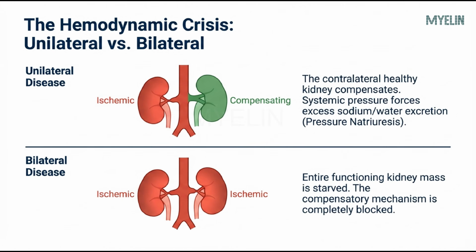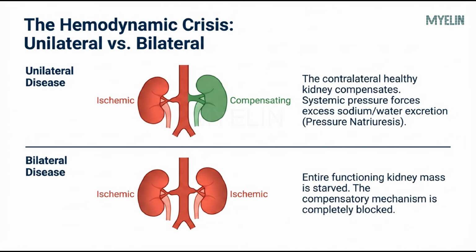In unilateral disease, one kidney is ischemic and pumping out massive amounts of renin. This drives up the systemic blood pressure. However, the contralateral healthy kidney feels this high systemic pressure. Because its artery is wide open, the healthy kidney undergoes pressure natriuresis, forcefully excreting the excess sodium and water to compensate. This keeps the fluid volume relatively balanced, even though the blood pressure is high.